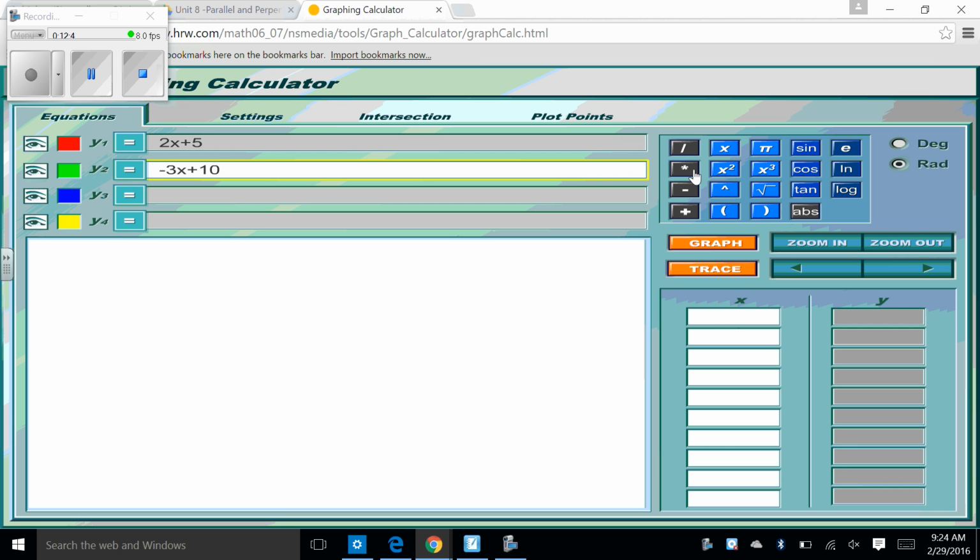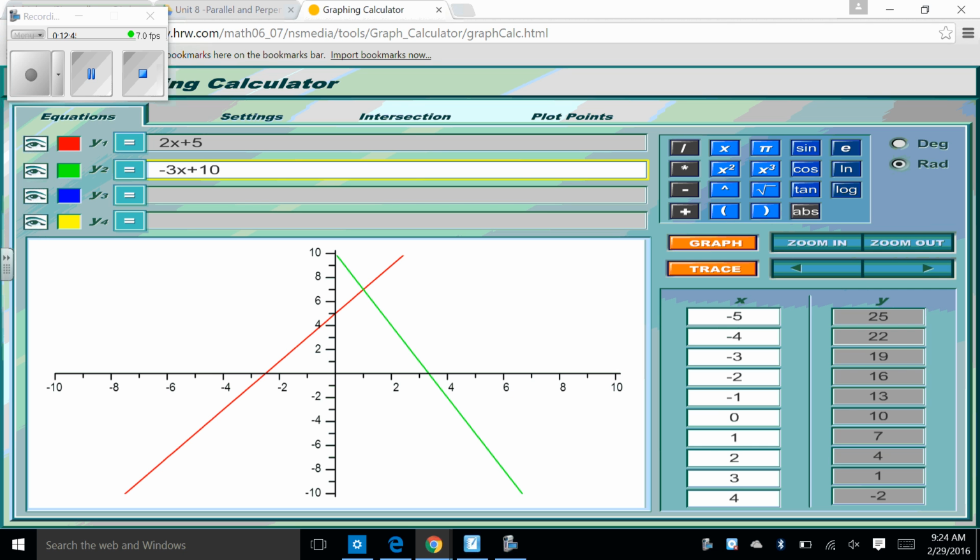Go ahead and graph those. And then I would like you, so you have your two equations, I'd like you to click graph. And you can see that those two lines are intersecting. And if we look on our screen and we were to trace it, I don't know that that's going to do what I need it to do.